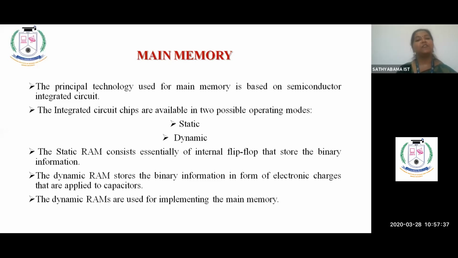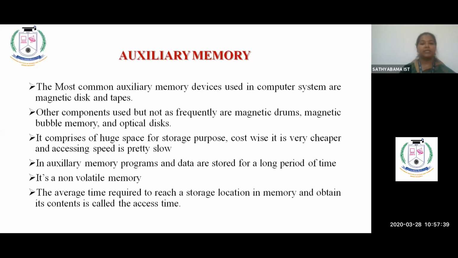And now let's start with the next type, which is the auxiliary memory. The most commonly used auxiliary memory devices in computer systems are magnetic disks, tapes, magnetic drums, magnetic bubble memory, optical disks, etc. When you look at auxiliary memory, you can find some features. Space-wise, it comprises a huge capacity. You can store lots of information, and cost-wise, it is completely cheaper, right? And the speed of this auxiliary memory is pretty slow.